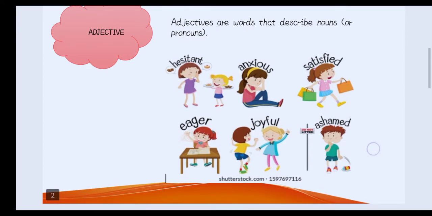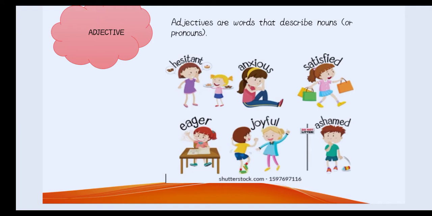Suppose, in this picture you are seeing that there are different adjectives that are used. Suppose the first one is hesitate. Second is anxious, satisfied, eager, joyful, ashamed. These are different adjectives that you can say. Or you can say they are reflecting the different states or different emotions or different abstract views of this particular noun or you can say a pronoun.